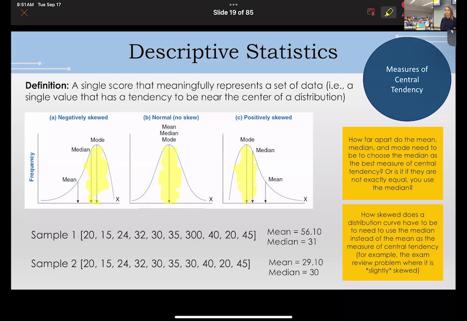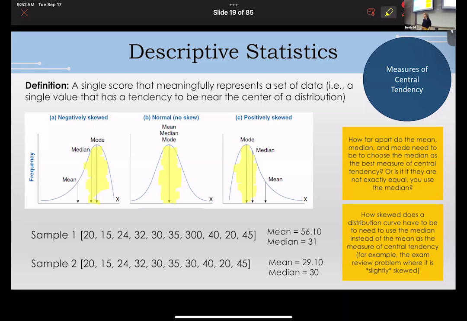Well, you calculate both. And then you look at the numbers and you say, which is a better representation? So if we look at that first sample, the mean is 56 and the median is 31. And in the second sample, the mean is 29 and the median is 30. Let's start with the second sample. Easy call. What are you going to pick? Mean. You don't even need to look at the numbers. Why? Because the mean and the median are so similar that you can use the mean, right? It means they're stacked, which is implying normality of some sort.